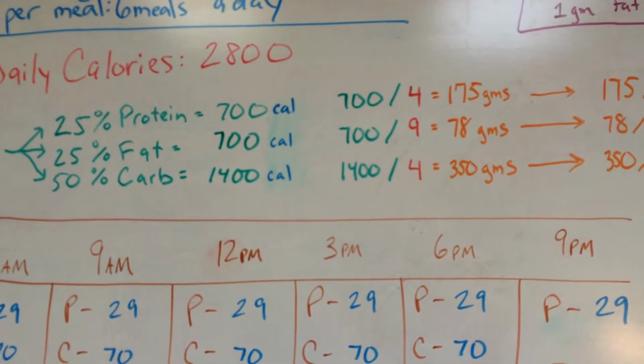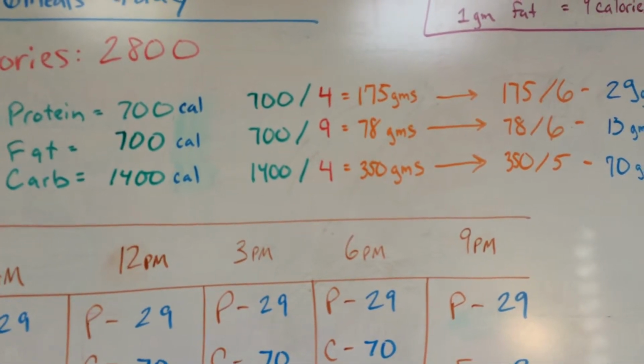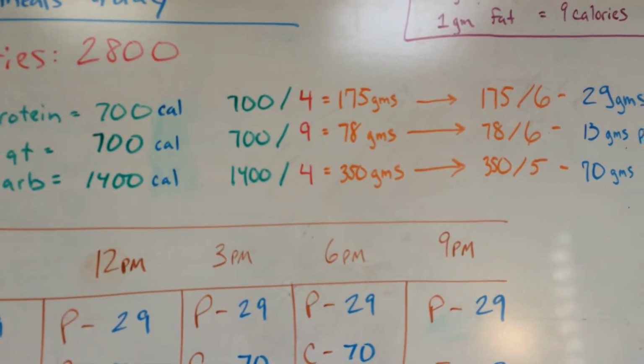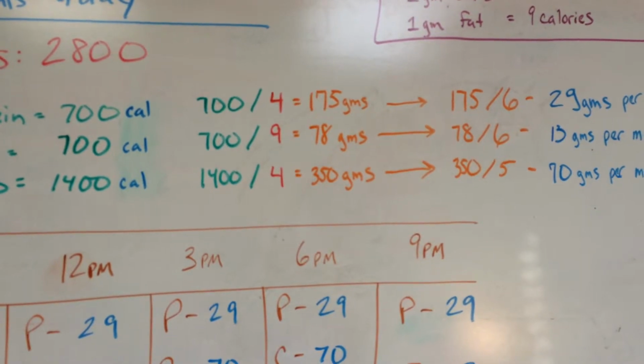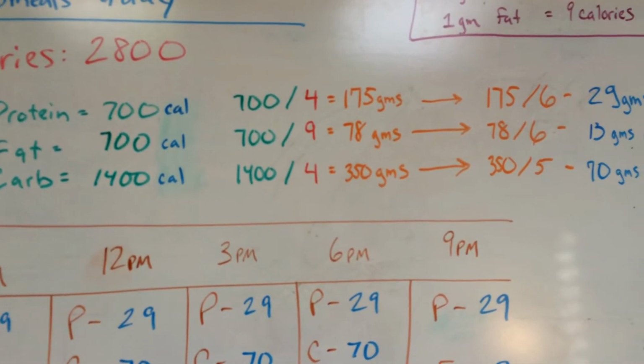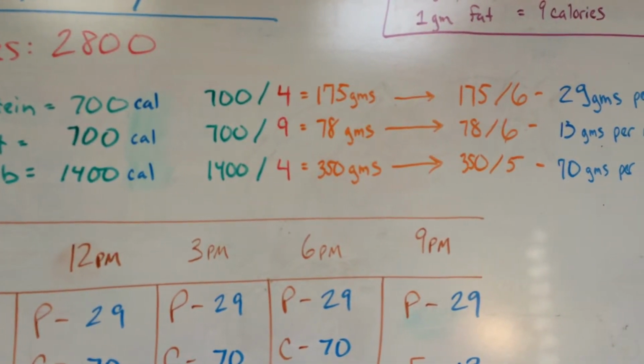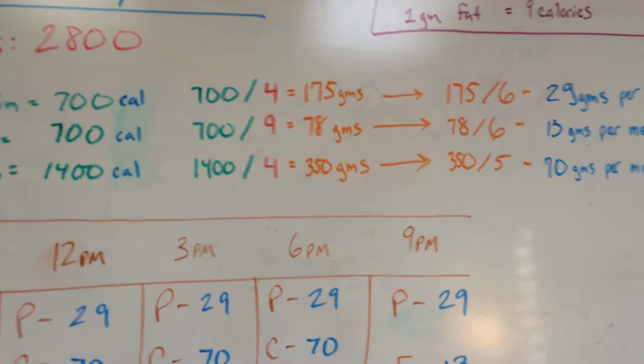We're going to do the same thing for fat, take our 700 calories, but we're going to divide it by 9, because 1 gram of fat is 9 calories, and that's going to give us 78 grams of fat a day. We're going to again do the same thing for carbs, take our 1,400 calories, divide it by 4, that's going to give us 350 grams of carbs a day.